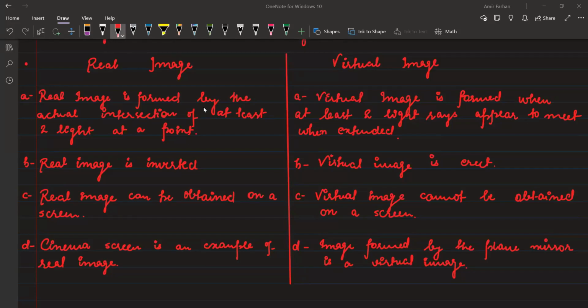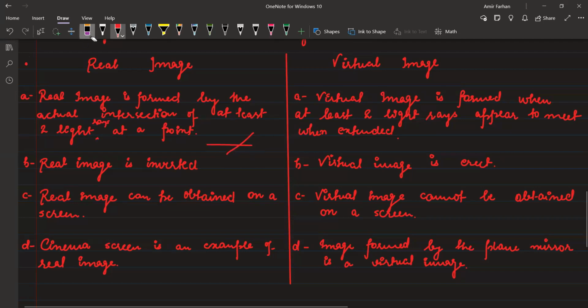Okay, that's good. So basically, Gianna, this is the distinction between the real image and a virtual image. So basically, let's analyze the real image perspective. Then we'll move forward to the virtual image as well. Real image is formed by the actual intersection of at least two light rays at a point. So it means that this will be like an intersection of this.